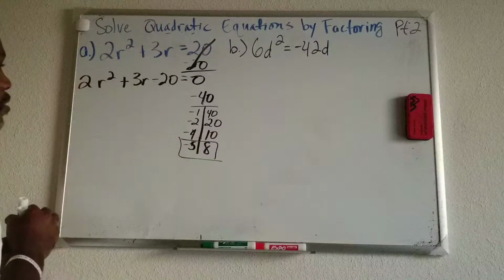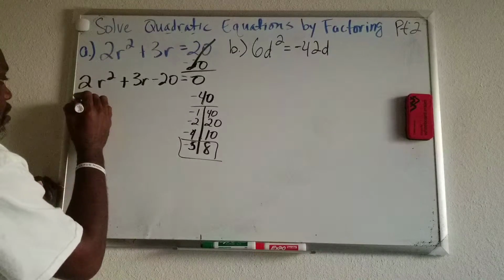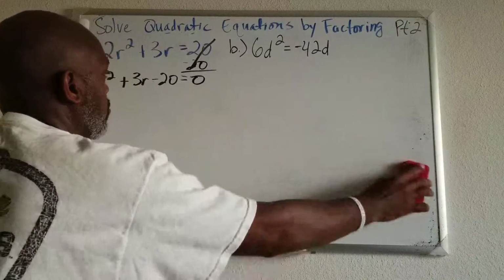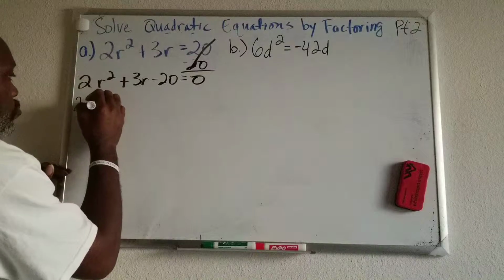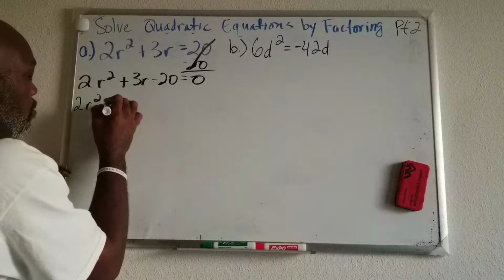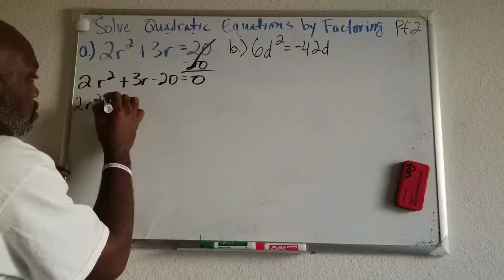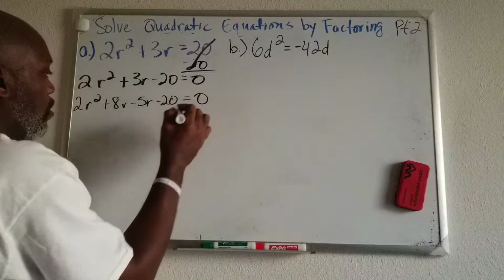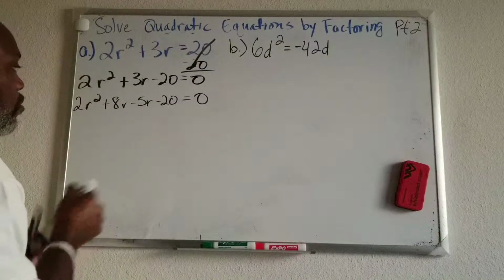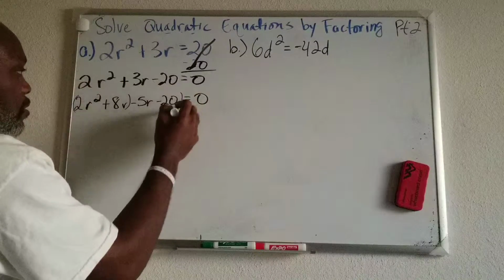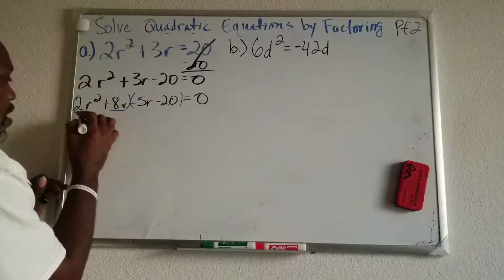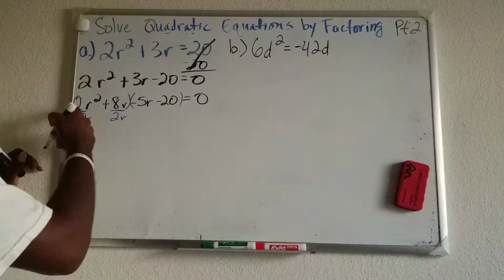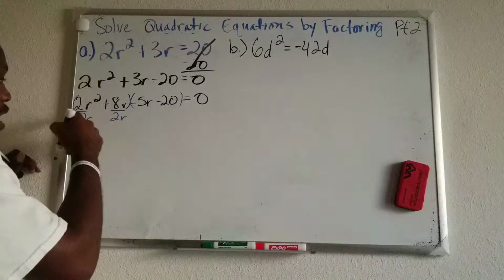So now we're going to have to rewrite the equation. I'm going to erase this, okay? There's going to be 2r squared. The numbers that I had were plus 8r minus 5r minus 20 equals 0. Then we're going to factor by grouping. We're going to break down and take out 2r as our greatest common factor, because for 2 and 8, the greatest common factor is 2.